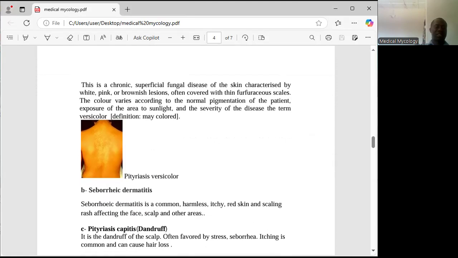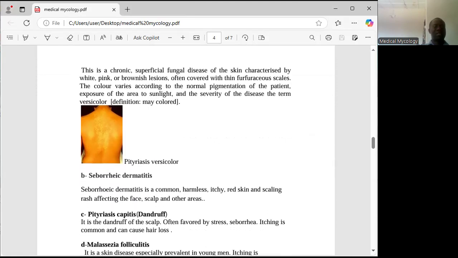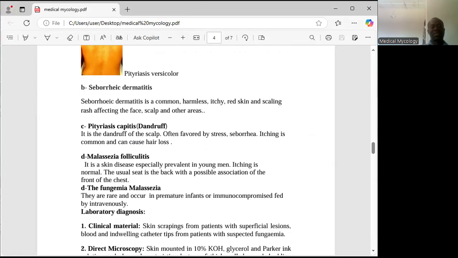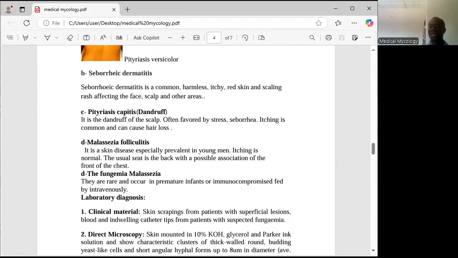We also have seborrheic dermatitis. Seborrheic dermatitis is a common, harmless, itchy, red skin and scaling rash affecting the face, the scalp, and other areas. We can have pityriasis capitis, that's dandruff of the scalp. It's usually favored by stress. Seborrheic itching is common and can also cause hair loss. Malassezia folliculitis is a skin disease especially prevalent in young men. Itching is normal.